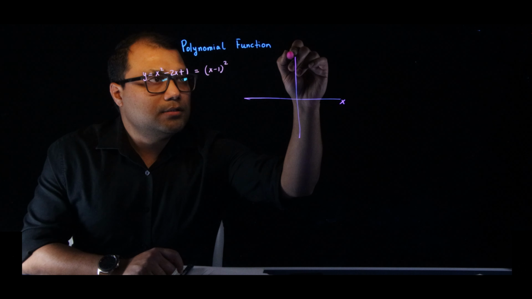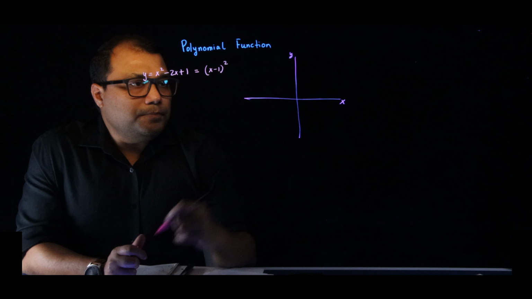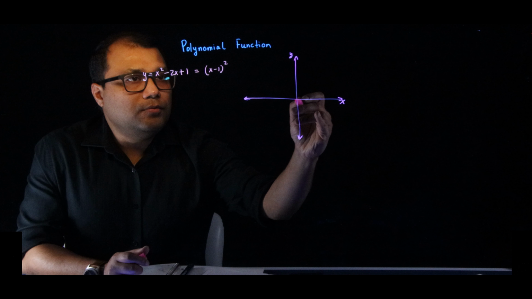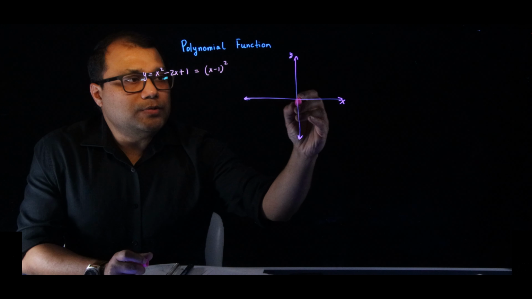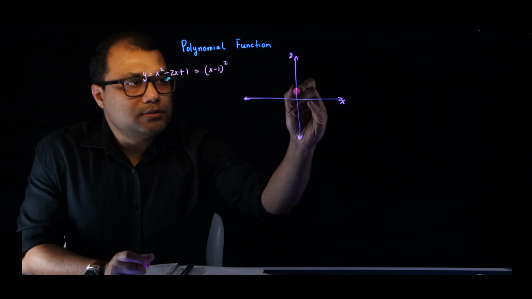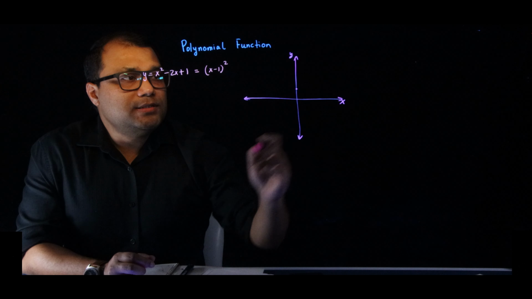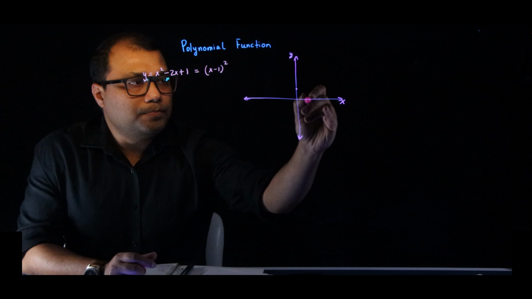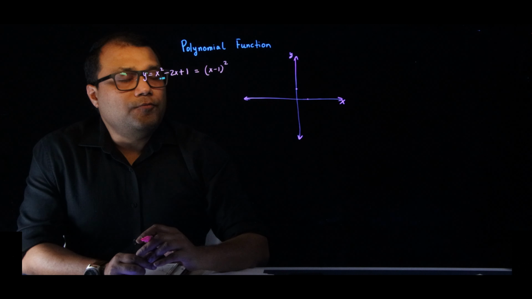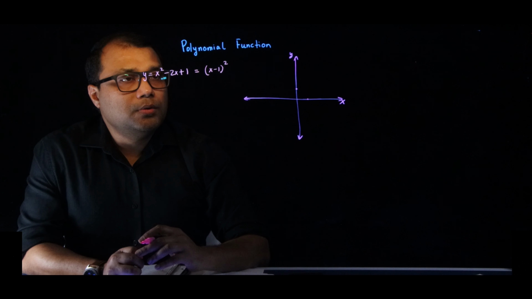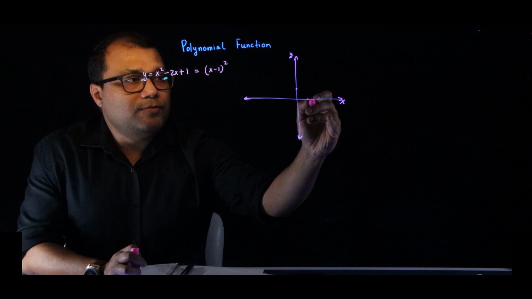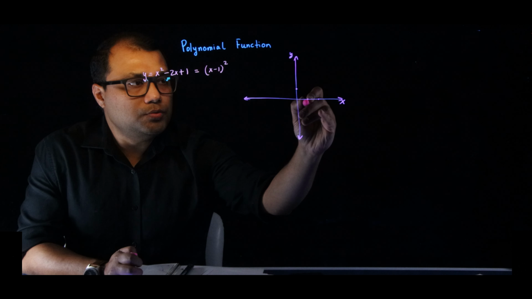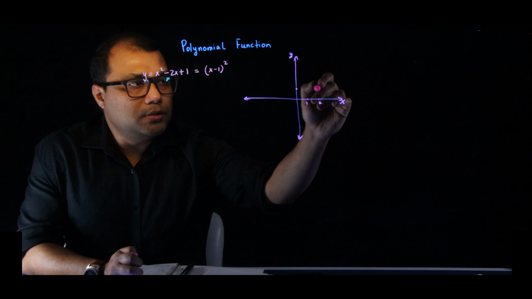this is the x-axis, this is the y-axis. Now, when x is 0, what's the value of y? (0 minus 1) squared, so it is 1. When x is 1, what is the value of y? It's 0. When x is 2, (2 minus 1) squared, what's the value of y? It is 1.